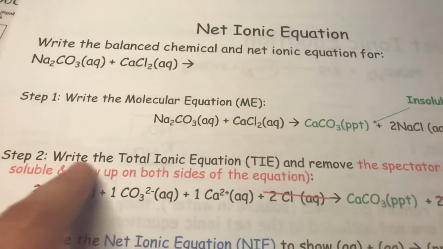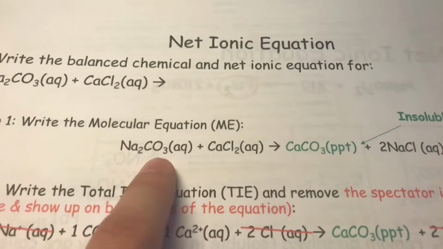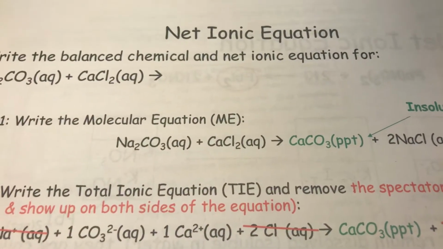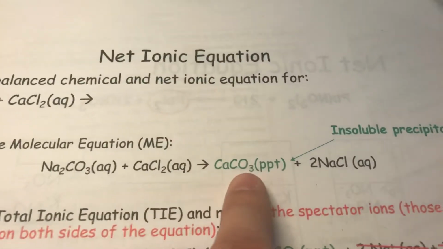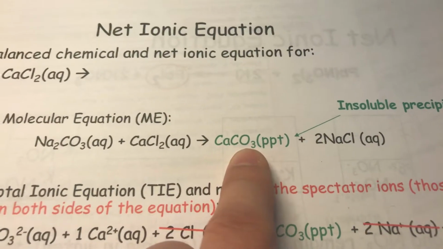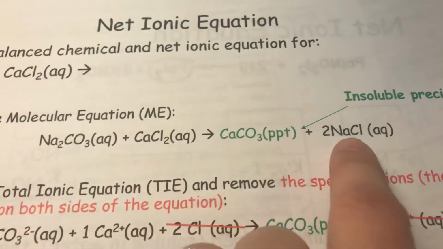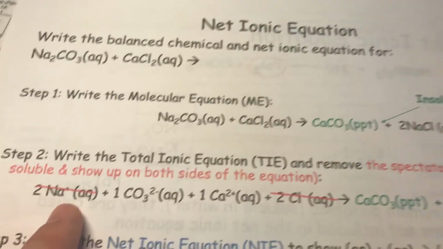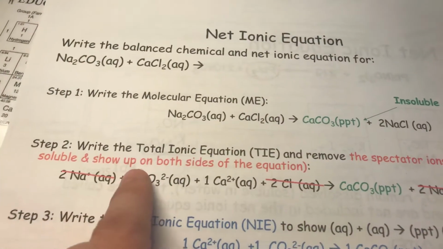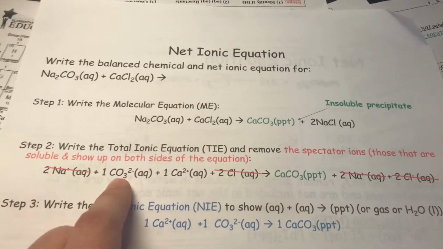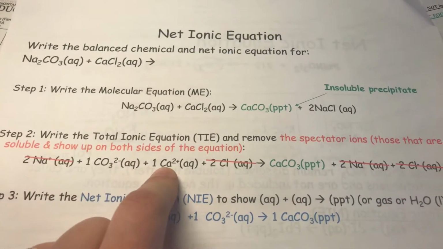And then step two, you want to write the so-called total ionic equation. The total ionic equation means that when I see aqueous, I'm going to cross over back to form the charges back. But when I see PPT, or water, or gas, I don't touch them. I just leave them as they are. Anytime I see aqueous, I form the charges back. And then I will remove the spectator ions because they show up on both sides of the equation. The spectator ions are the ones that are soluble, aqueous, and show up on both sides of the equation, and I will cancel them.